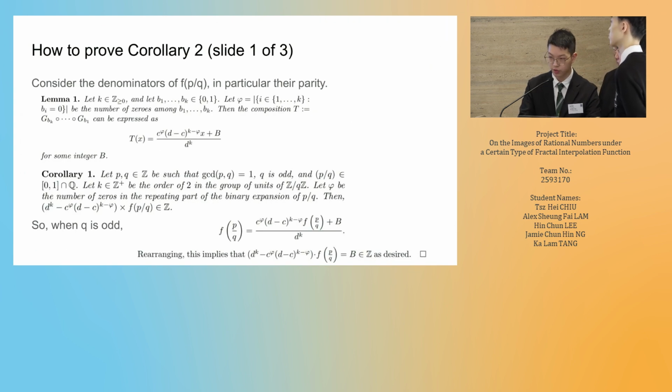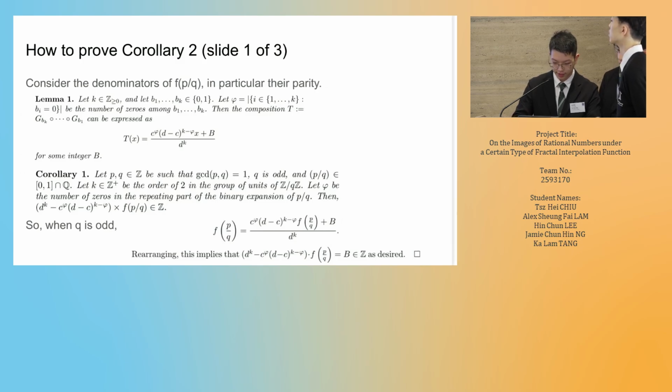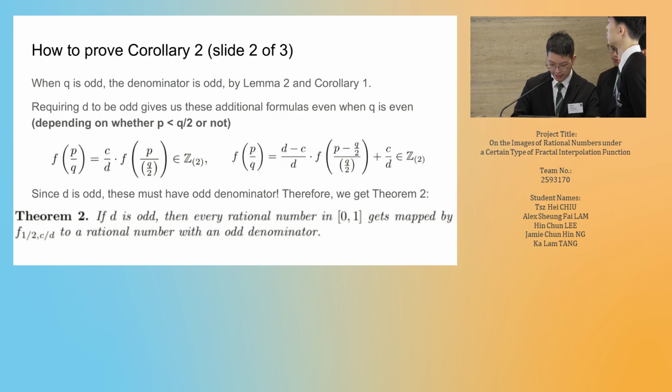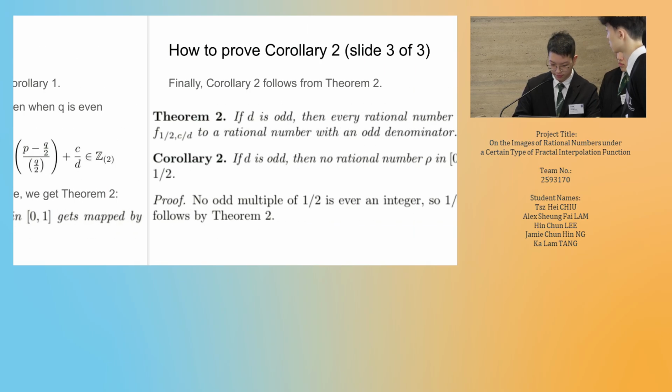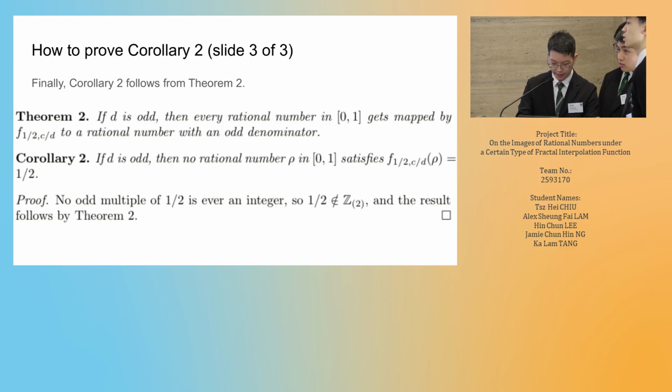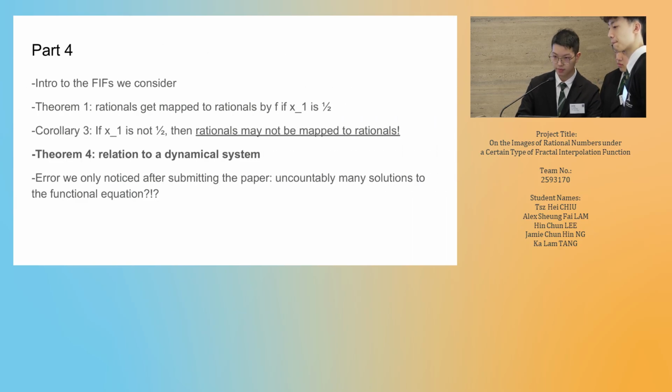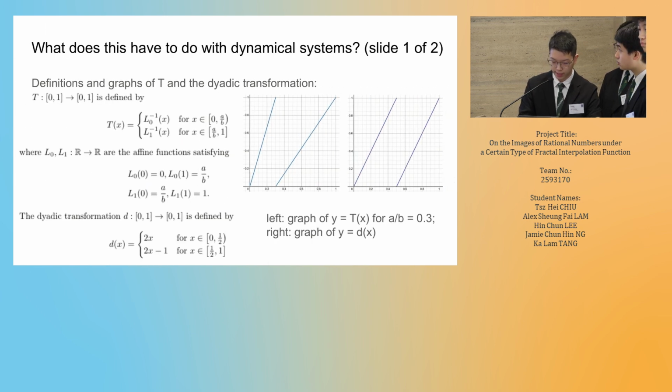So to prove corollary 2, which says that rational numbers get mapped to rational numbers with odd denominators, it's just algebra, so I'm not going to talk about it much. We just consider the denominators of the images, and then if we assume that D is odd, then this holds. Yeah, and then from that corollary 2 follows, and then we can get corollary 3. And then finally, theorem 4 is about how it relates to dynamical systems.